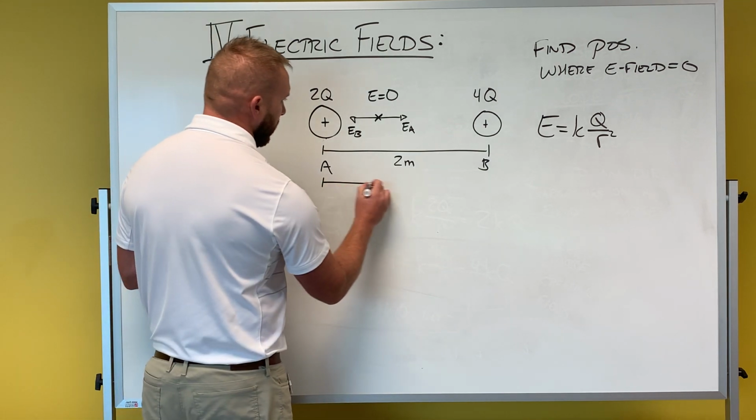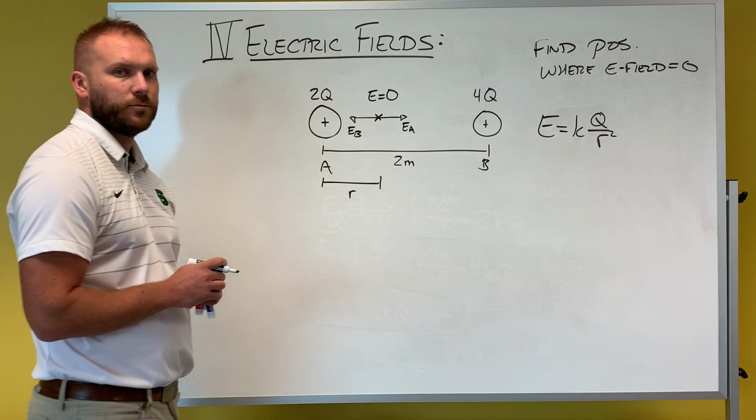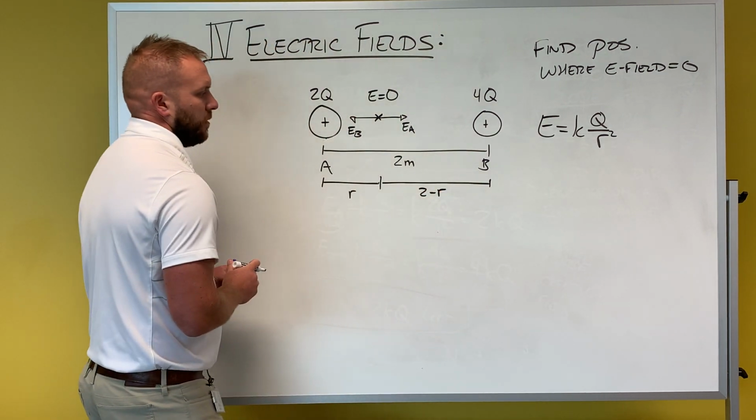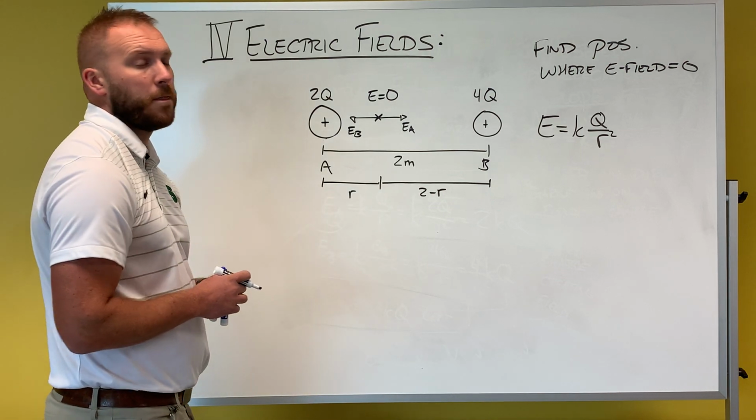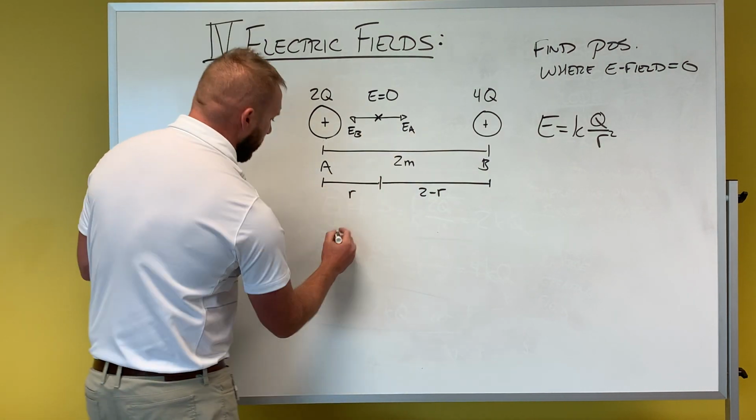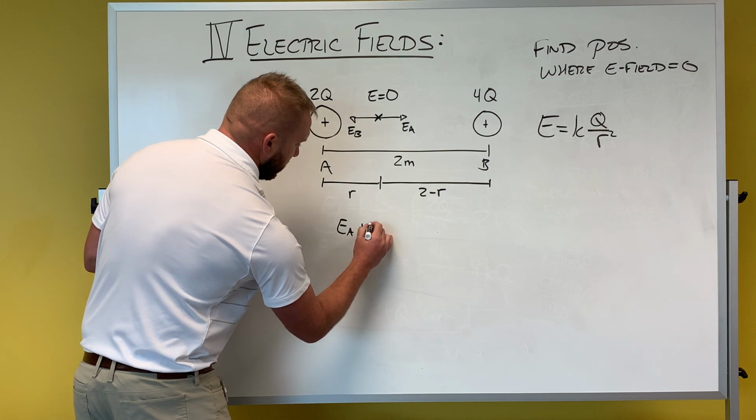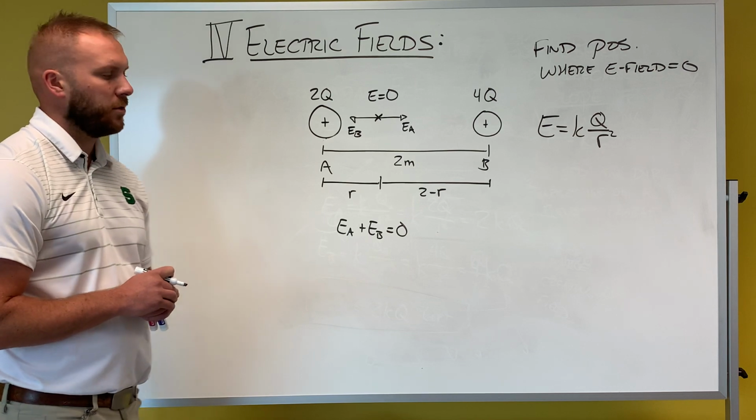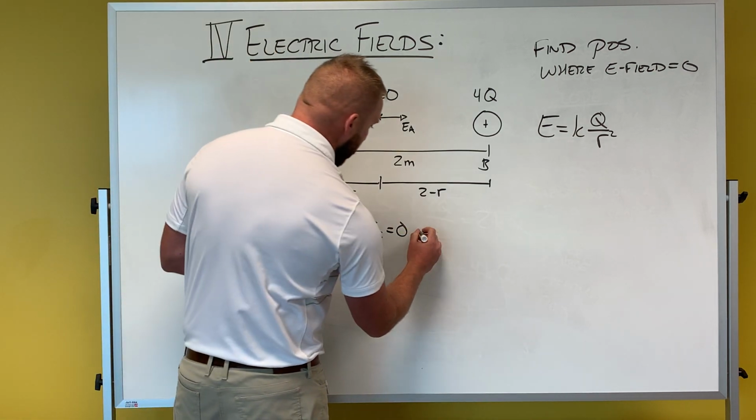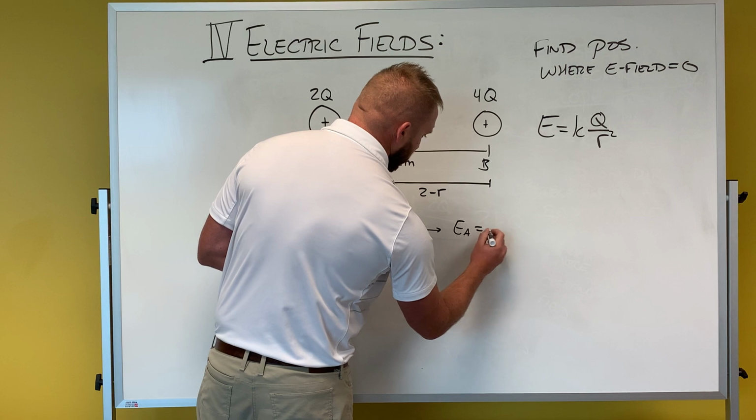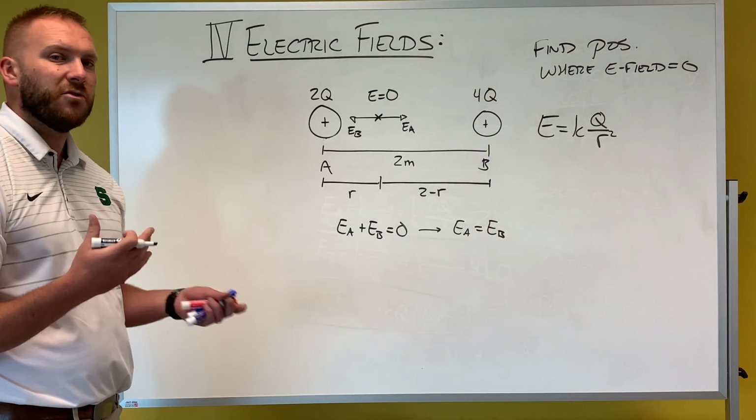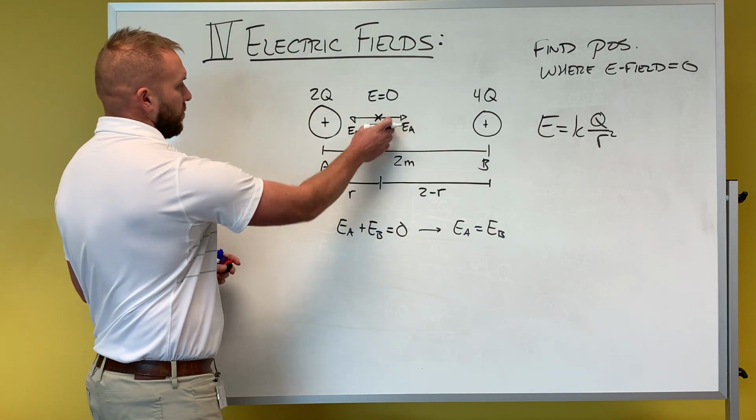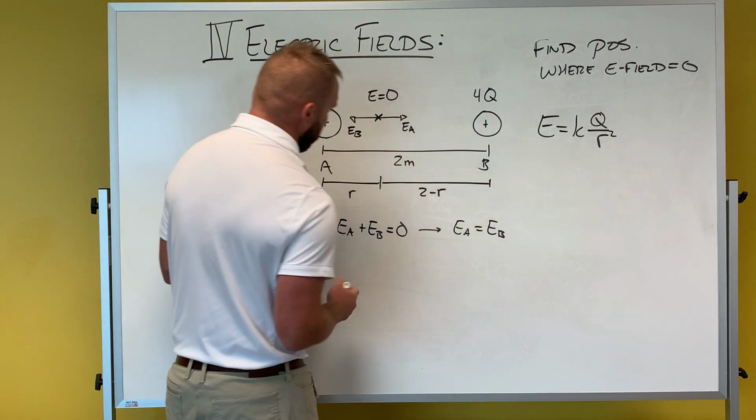So here's what we're going to do. We're going to call this length R, and then we're going to call this length 2 minus R, because my total length is 2 meters. So then I know that EA plus EB equals 0. The sum of those two fields is going to be 0. So that tells me that EA basically equals EB. Again, positive or negative, it's kind of tough here because of the electrostatics, but we know that those two have to be the same. So how can I find that?